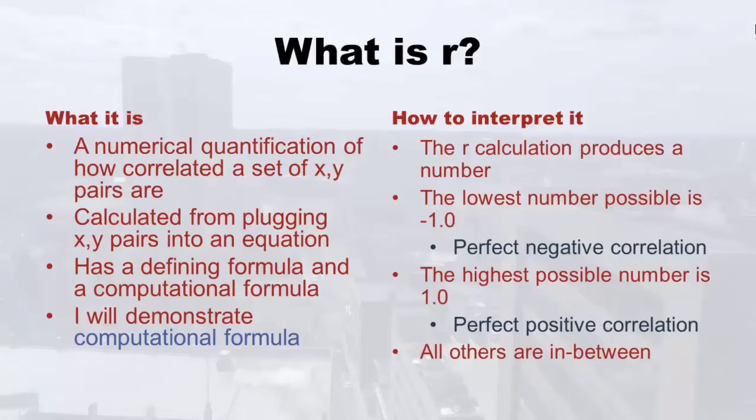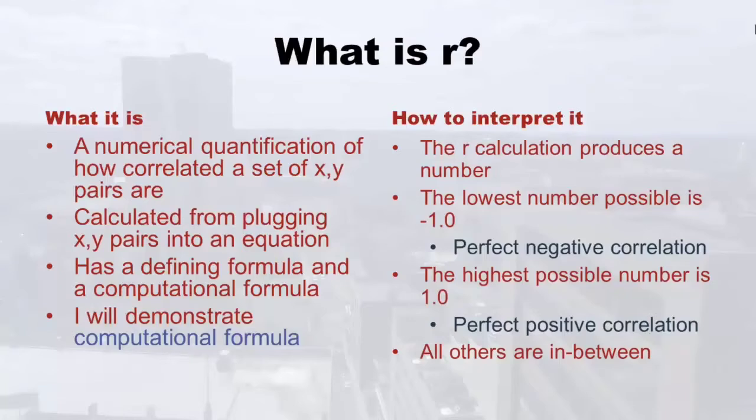And then the opposite: the highest possible number you can get for R is 1.0, but most people never do that, except for that one mistake I was telling you about. And that would be perfect positive correlation. So if you calculated an R and it gets really close, like 0.95 or 0.98 or whatever, then you're thinking, whoa, this is really close to perfect positive correlation, right? And then everything else is in between.